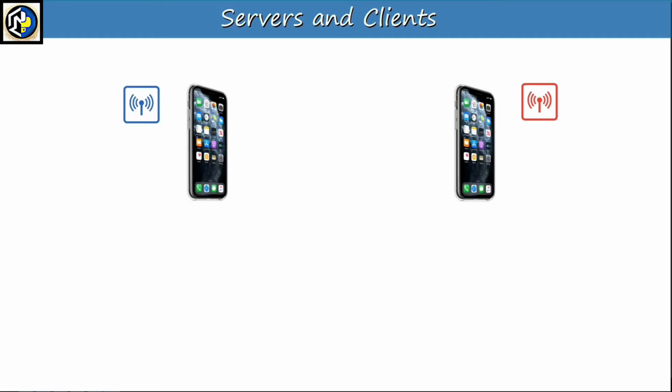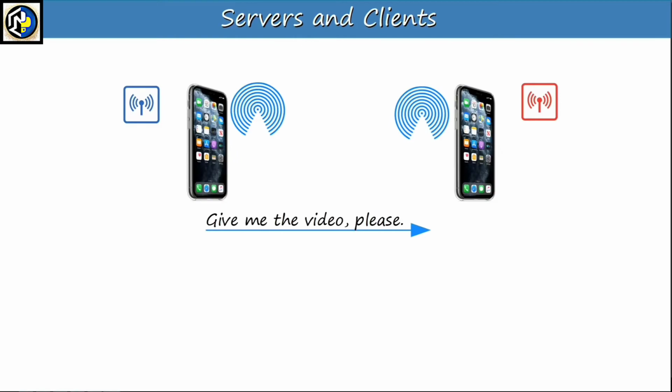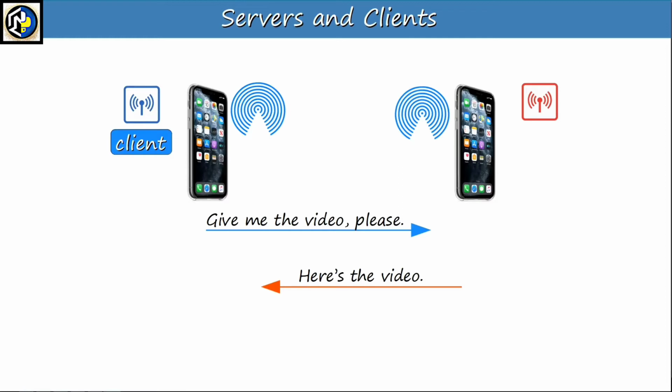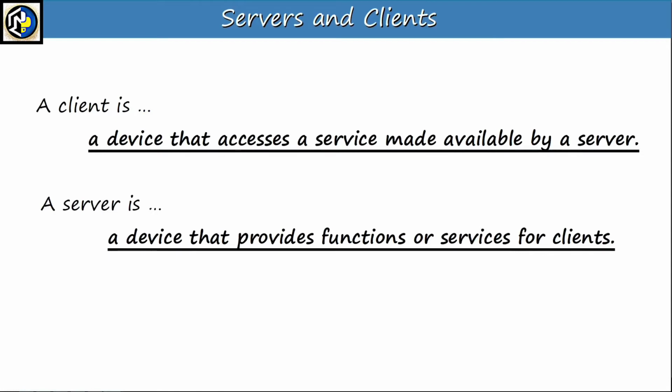For one more example, let's say you want to get a video from your friend. You both have iPhones, so you ask him to send you the video by AirDrop. Your phone requests the video, and his phone responds, sending the video. You probably know it by now, but which phone is the client and which is the server? As you probably guessed, your phone on the left is the client, and your friend's phone on the right is the server.